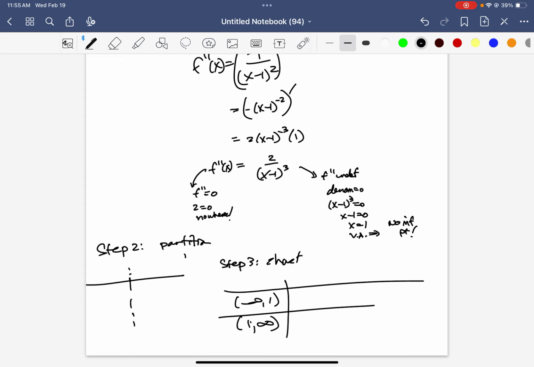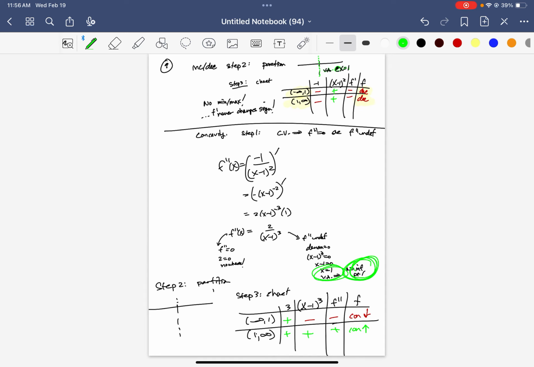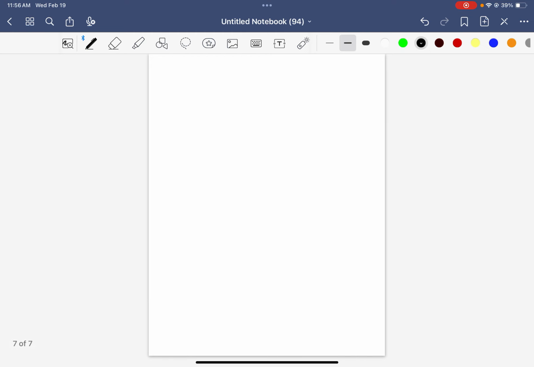And so what are my pieces going to be? It's going to be 2 over (x minus 1) cubed. It's going to tell me about this and this. For big x, it's positive. For big negative x, it's negative. So when the second derivative is negative, that means concave down. When the second derivative is positive, that's concave up. Even though that changes sign, remember there are no inflection points, because a vertical asymptote means it can't be an inflection point, since there's no point on the graph. So now we put it all together.